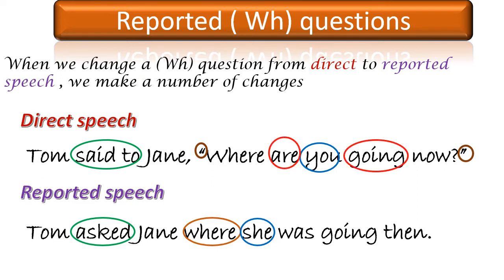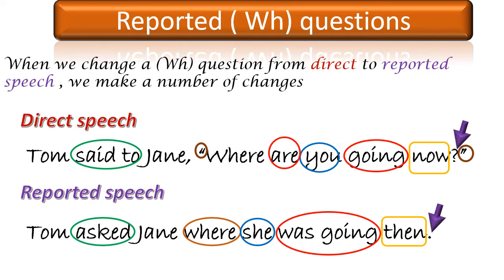The verb are going in the present progressive changes to was going in the past progressive. The time expression now changes to then. And note, this is the question mark. It doesn't exist in the reported speech because we replace it with a full stop.